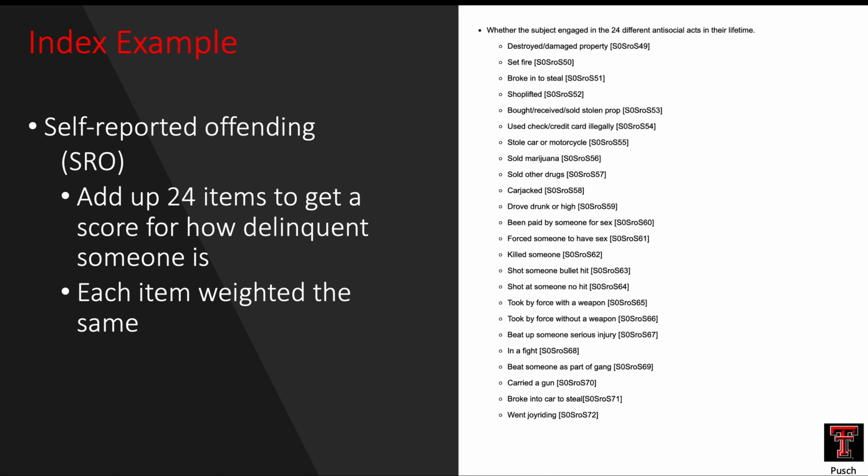However, the problem with indexing is that these delinquent acts aren't equal. Again, shoplifting compared to killed someone, they're both weighted the same in this index. That causes some problems, because would we say that somebody who has destroyed property and shoplifted is more delinquent than somebody who has killed somebody? Probably not. So there's a bit of an issue there when it comes to indexes.